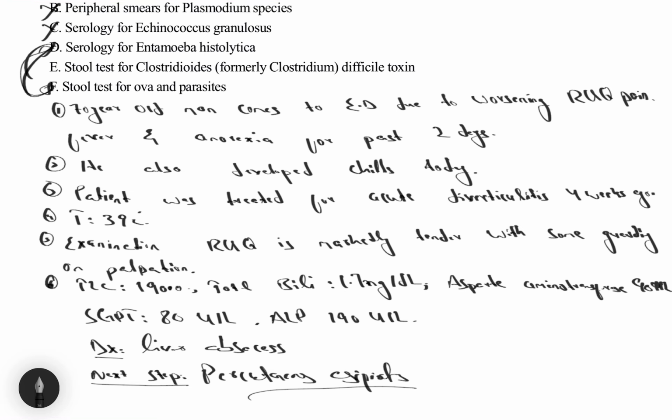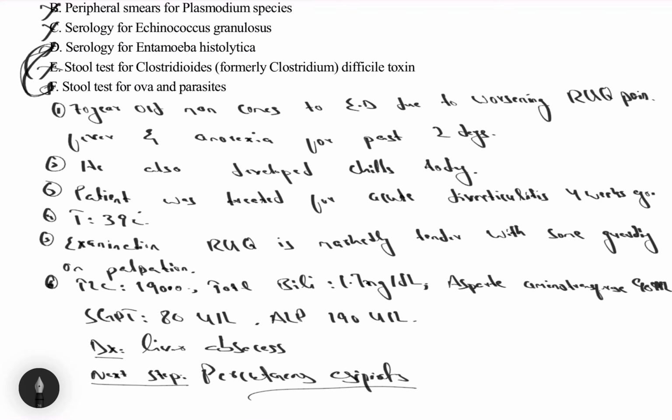Choice D and F, I will explain choice D and F together. So Entamoeba histolytica causes hepatic abscesses, and patients have a history of exposure in endemic areas, for example, India and Mexico. Testing options include serology or stool analysis, for example, ova and parasites.